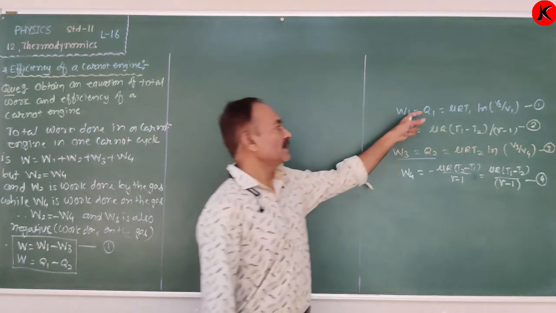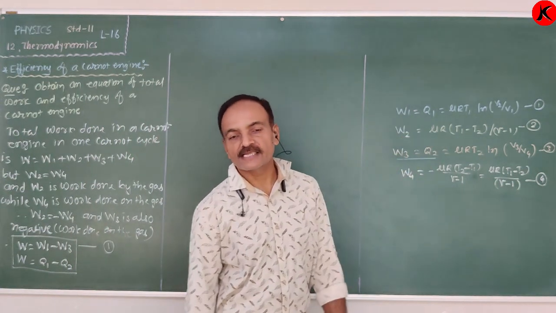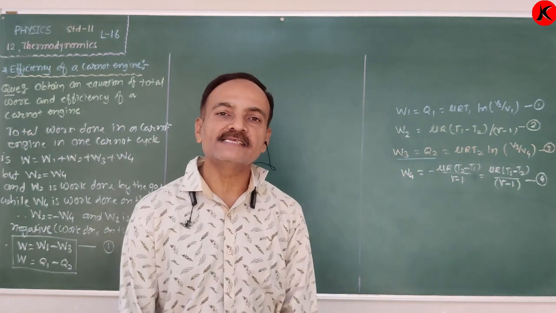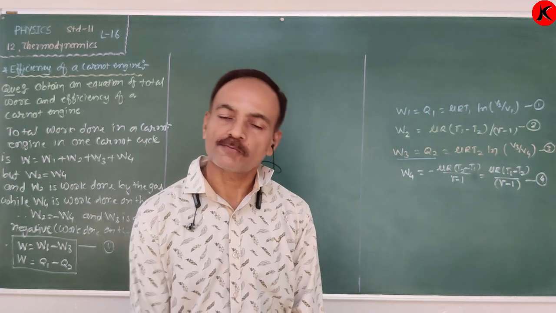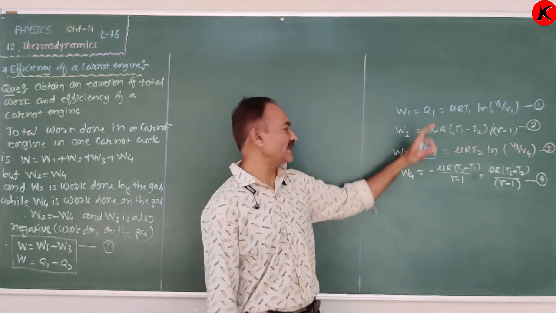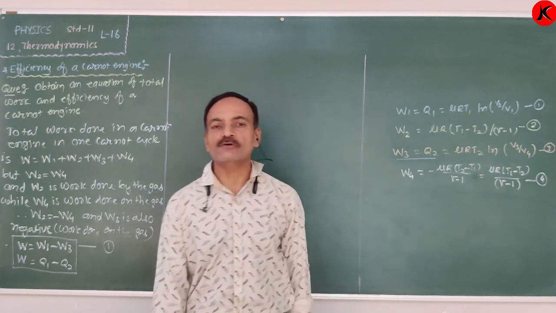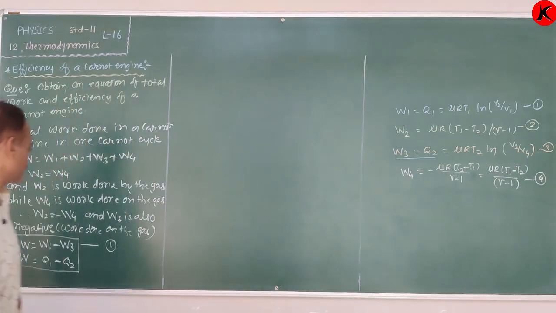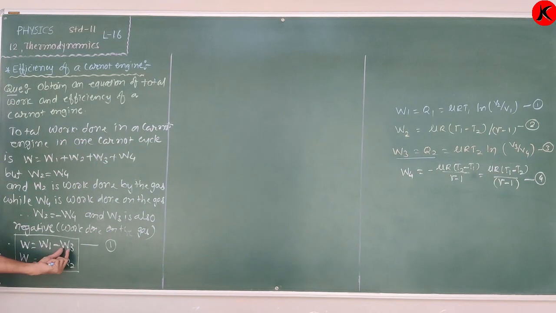So during the isothermal process, the temperature remains constant, therefore the change in internal energy of a system is 0. So from the first law of thermodynamics, W1 is equal to the exchange of heat and W3 is also the exchange of heat. Therefore we substitute W1 as Q1 and W3 as Q2. So that is the total work done W in a Carnot engine during one Carnot cycle in terms of the heat exchange.